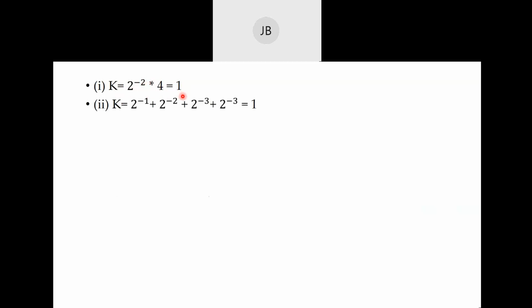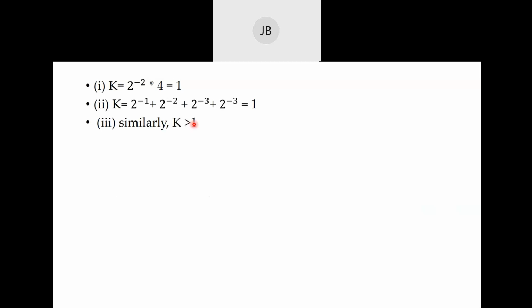Kraft inequality is satisfied. The second case, 2 power minus 1 plus 2 power minus 2, 2 power minus 3 plus 2 power minus 3, it's also 1. Third case, when you add up, it becomes more than 1. So this is not the condition for a prefix free code.